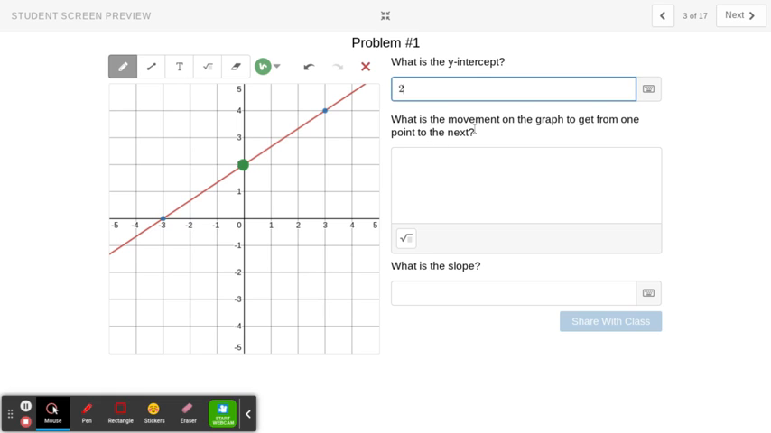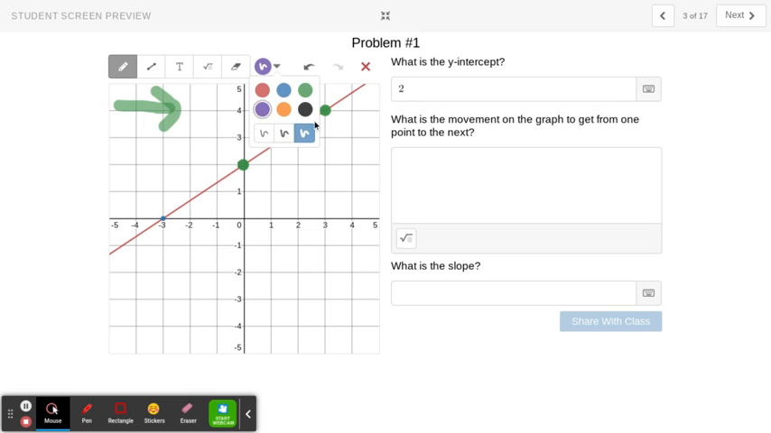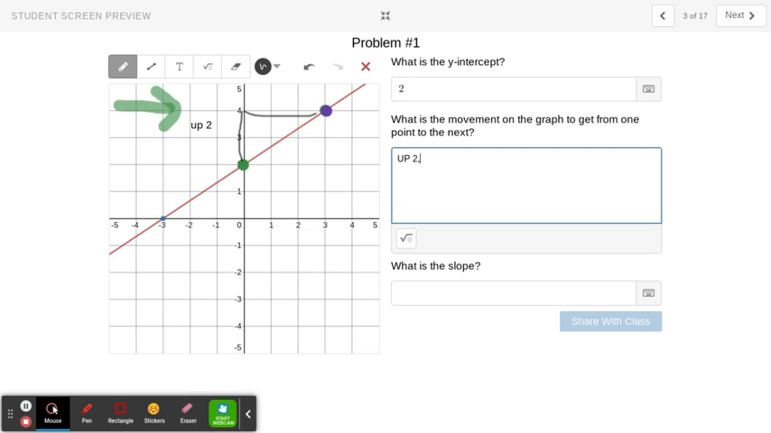What's the movement on the graph to get from one point to the next? Well, again, remember, we read in this direction. So if I go from this point to this point, we'll make that purple. How do we get from the green dot to the purple dot? Well, we can draw all over this, which is super duper, but we see we go up 2, right? And then we go right 3. So I'm going to write that: up 2, right 3.